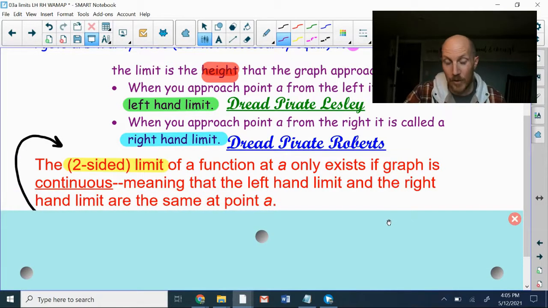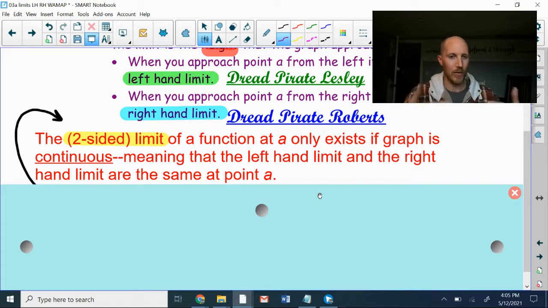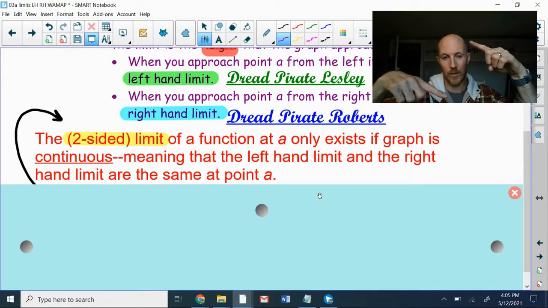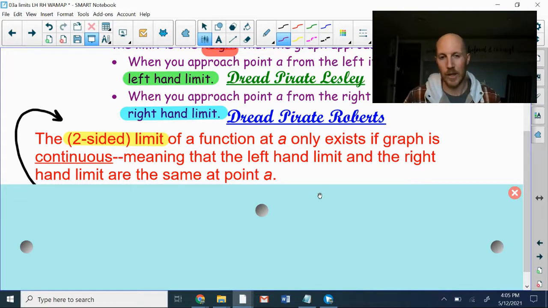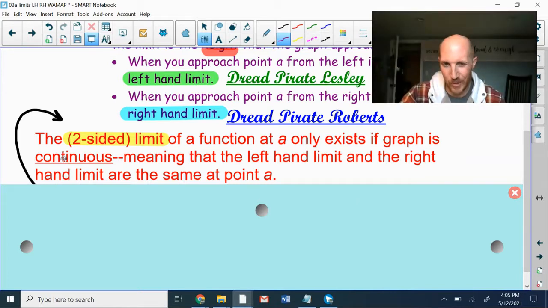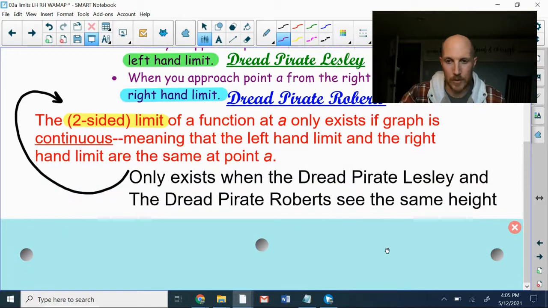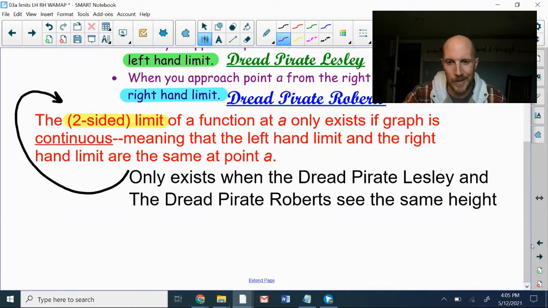The two-sided limit, this is our third part of our learning target. The two-sided limit only exists if both pirates find the same value, which means the two parts of the graph have to be connected. If you have two parts of a graph that are discontinuous and they don't connect, they're pointing at different spots, you're not going to have a two-sided limit. Okay, but if the two sides of the graph come together and the graph is connected there, if it's continuous, then we're going to get a two-sided limit, which is whatever height the graph is connected at point A. So two-sided limit only exists when the Dread Pirate Leslie and the Dread Pirate Robert see the same height. They sail out to the ocean sea, or the graph sea, and they find the same height.